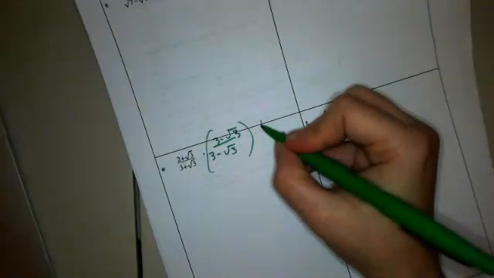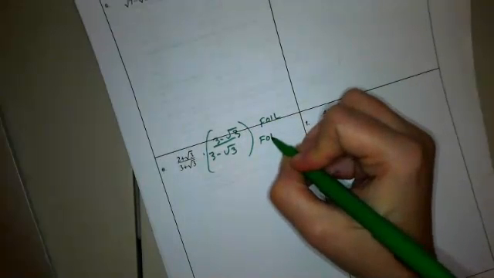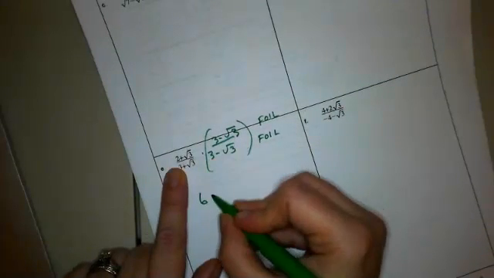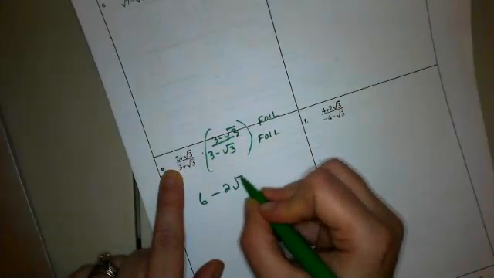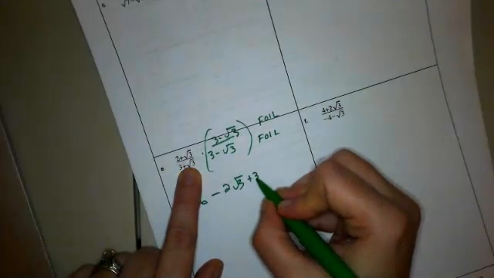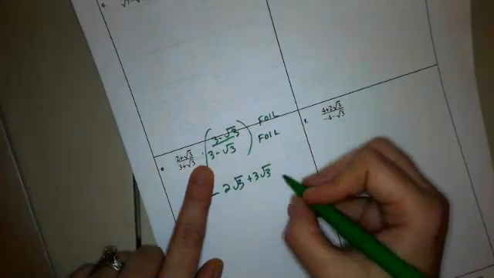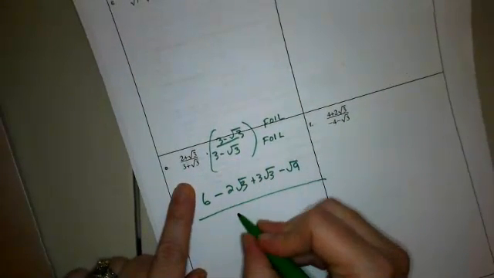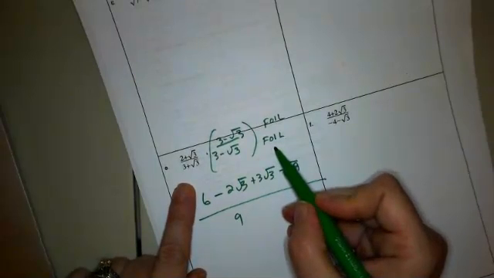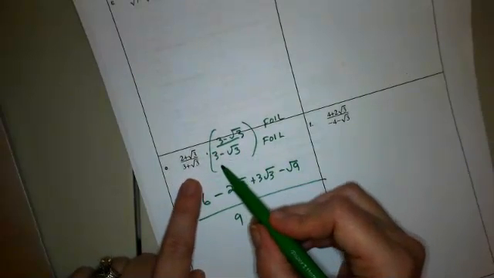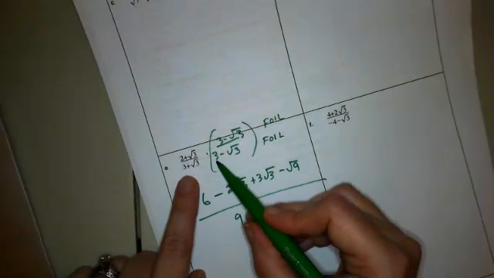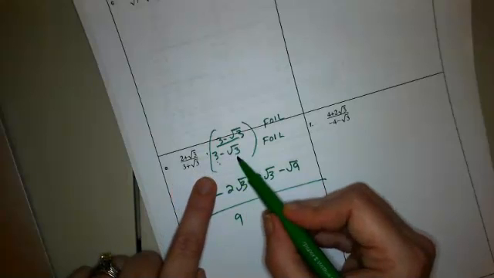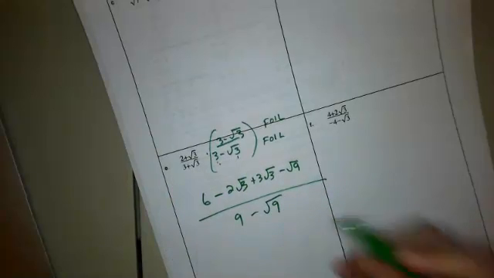We're going to have to actually use FOIL on top and bottom, right? FOIL on both. So 3 times 2 is 6. Outside minus 2 root 3. Inner plus 3 root 3. Last minus root 9. We're going to do FOIL on the bottom. 3 times 3 is 9. And the whole purpose in getting that conjugate down there is to cancel out the denominator or the radical. So 3 times 3 is 9, minus 3 root 3, plus 3 root 3, they cancel, minus square root of 9, okay?